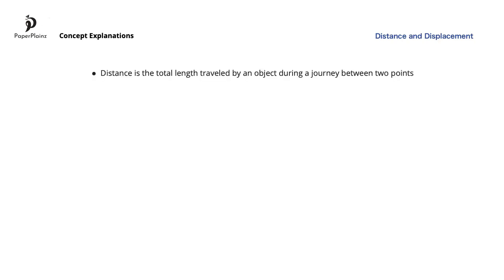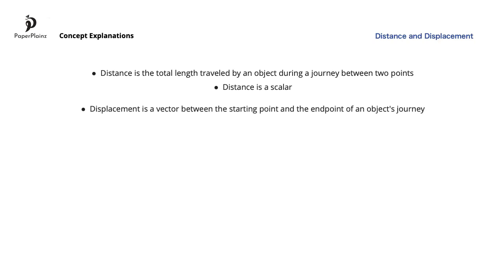Distance is simply the total length traveled by an object during a journey between 2 points. In other words, it is the total ground covered by the object during this journey. Distance is a scalar quantity. On the other hand, displacement is a vector between the starting point and the end point of an object's journey.